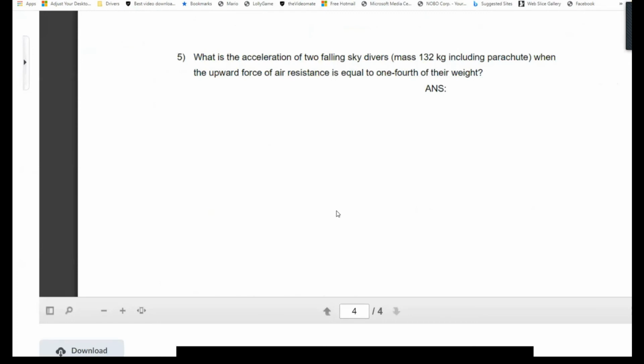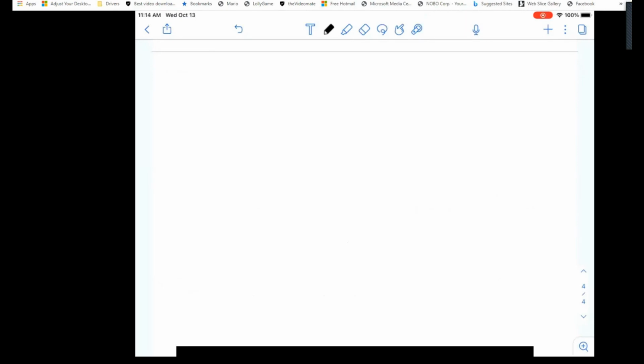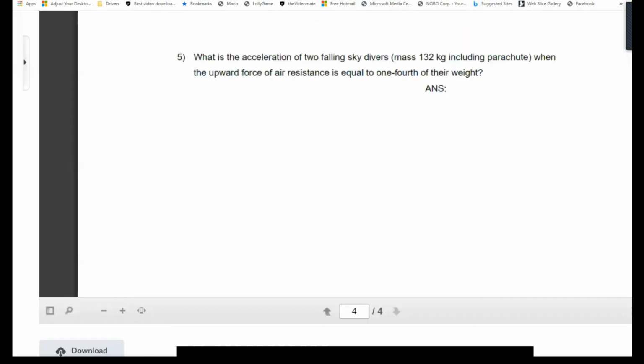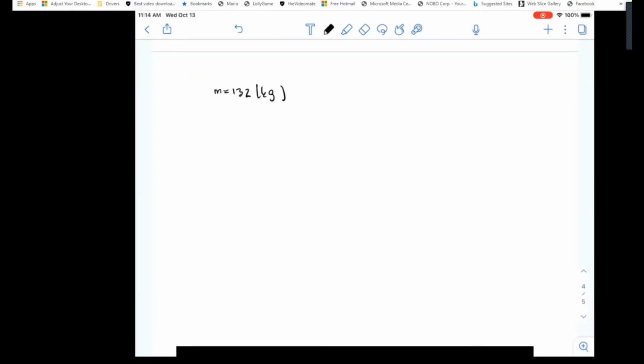All right, so this is the acceleration of 2 falling skydivers, mass 132 kilograms, and the air resistance is equal to 1/4 of their weight. So the mass is given, it's 132 kilograms, and the air resistance is given as 1/4 of their weight. Then we figure out the acceleration.